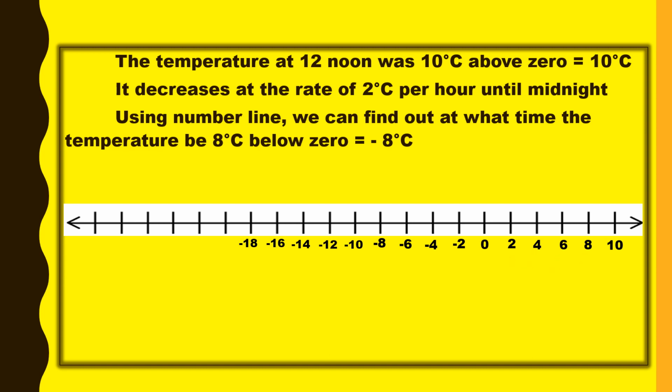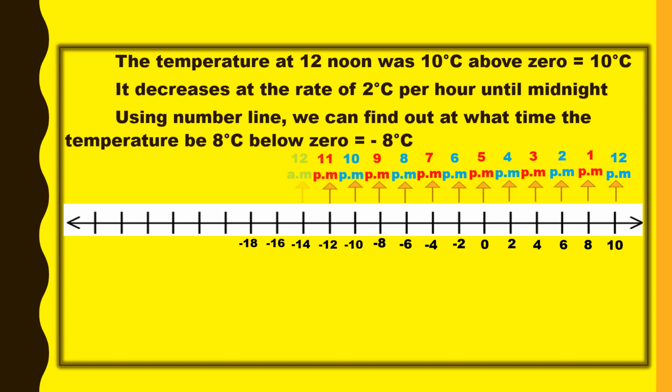So here at the bottom of the number line I presented the temperatures, and at the top the timings are indicated. Okay, so at 10 degrees Celsius the time is 12 o'clock, so 12 p.m. It decreases by 2 degrees Celsius every 1 hour, which means after 12 it is 1 o'clock. Next, 2, 3, 4, 5, 6, 7, 8, 9, 10, 11, 12. 12 a.m. Here the condition is until 12 midnight, which means 12 a.m.